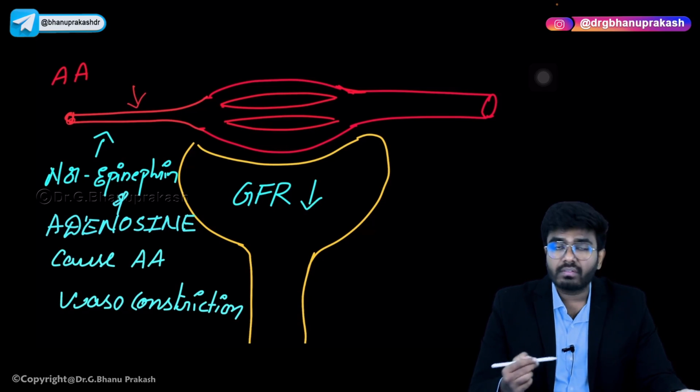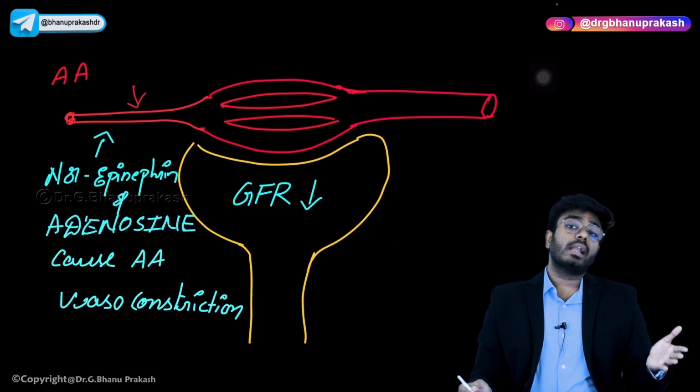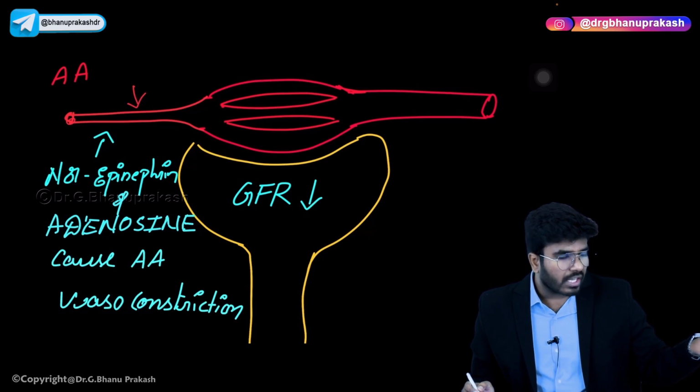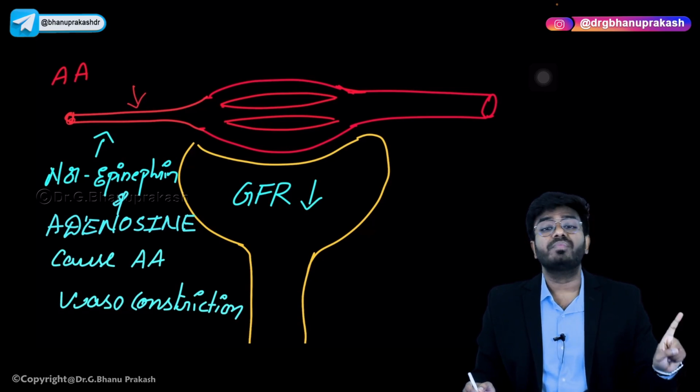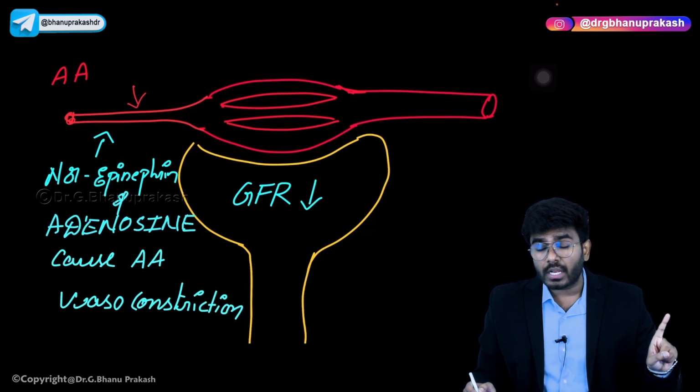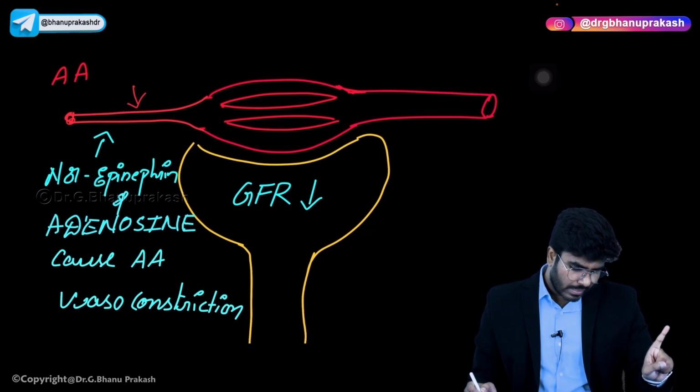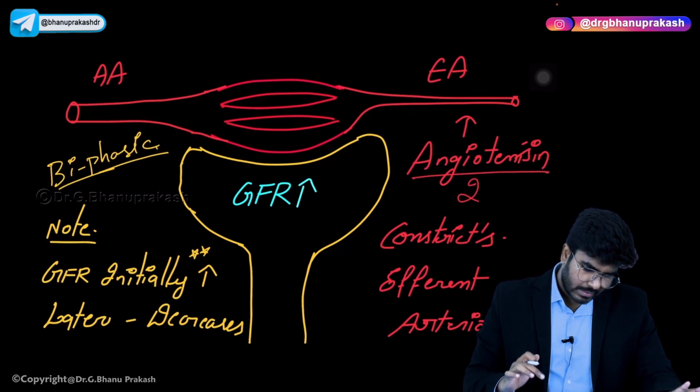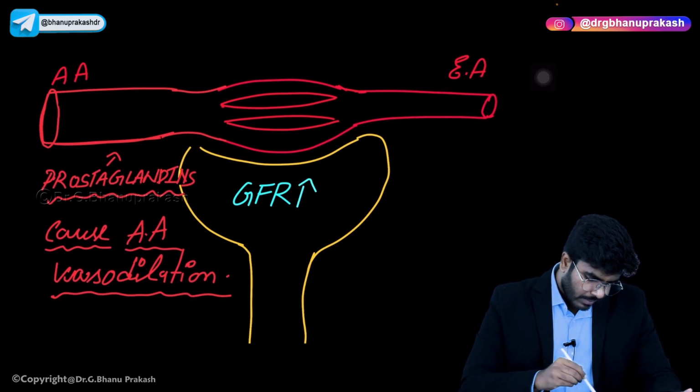So automatically GFR will be decreased. So afferent arteriolar constriction: if you constrict the afferent arterioles, GFR will be decreased. Which substances will cause afferent arteriolar constriction? Norepinephrine and adenosine. Now let's talk about prostaglandins.